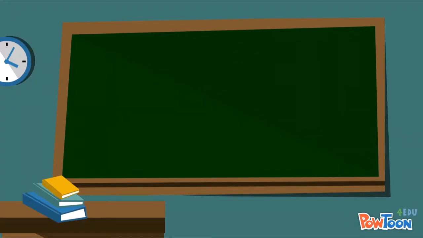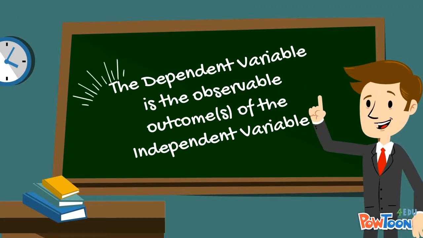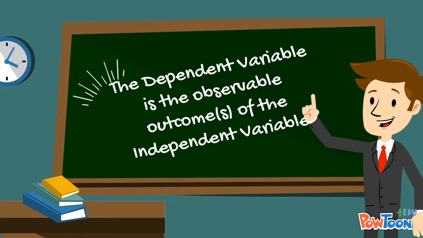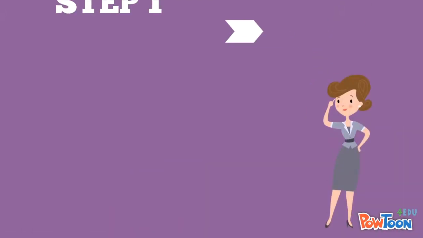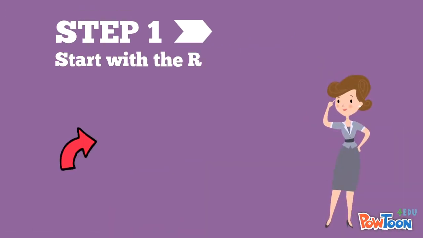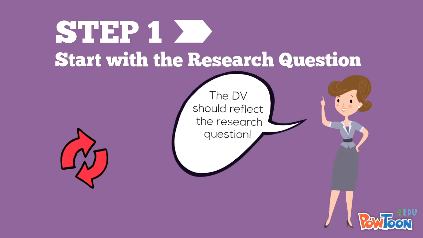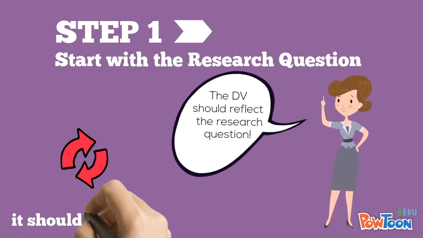The dependent variable is what we observe in an experiment. It is the outcome or outcomes based on the manipulation of the independent variable. We decide what dependent variables to look for by starting with the research question. The DV should reflect the constructs of the research question, which should be as clear as possible.